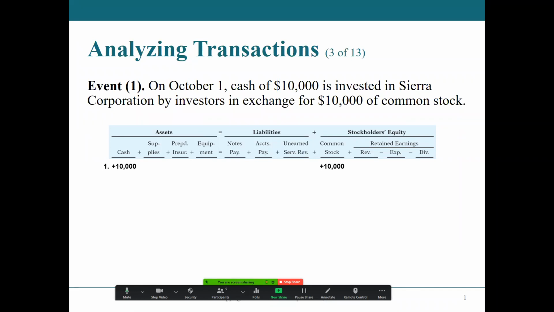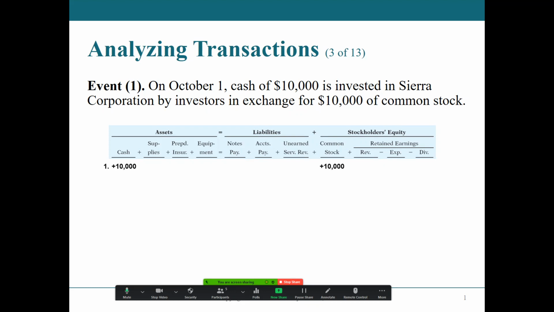And so here's the first transaction. This is a brand new company. October 1st, cash of $10,000 is invested by investors in exchange for $10,000 in common stock. If we're analyzing the transaction, I'm asking what accounts are impacted. If the investors are putting money into the business, then the business is going to have more cash than it did before. So we have cash being impacted, and then common stock, which represents money paid in by the investors, or the shareholders, stockholders.